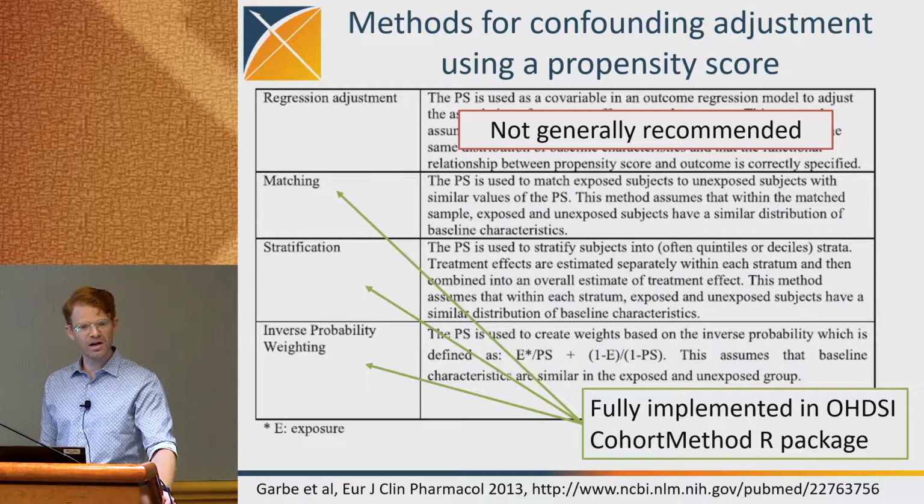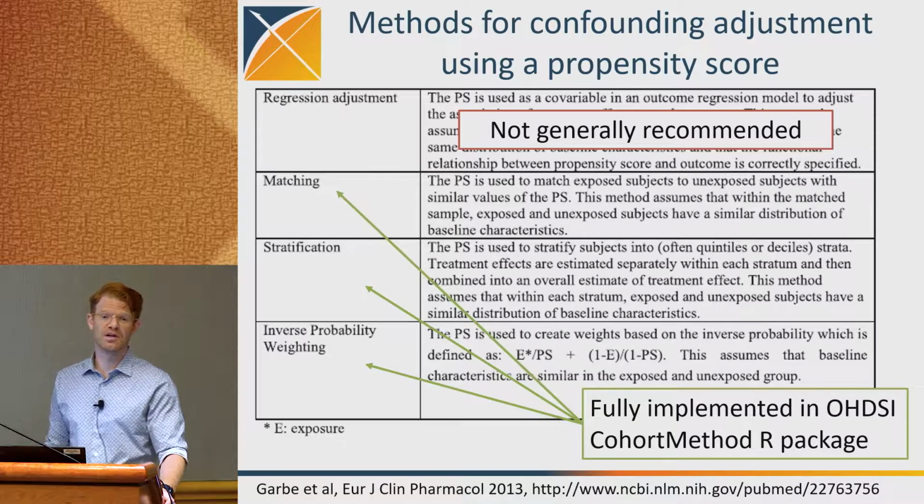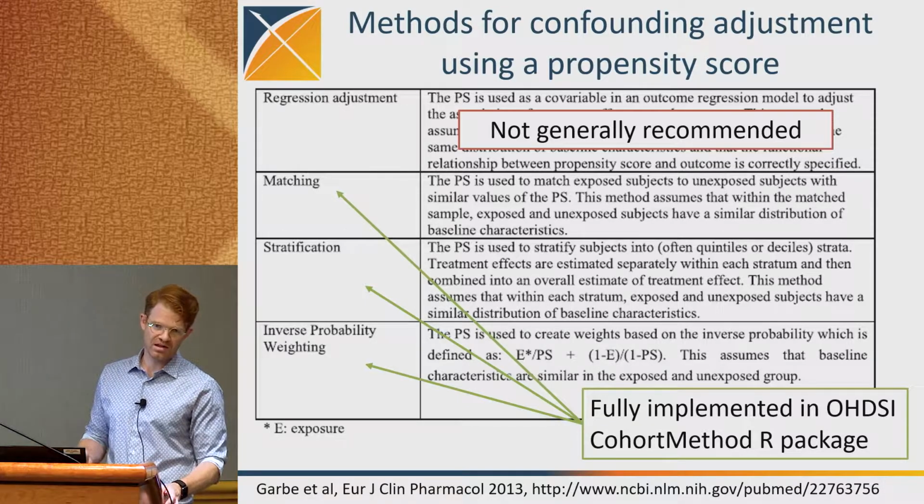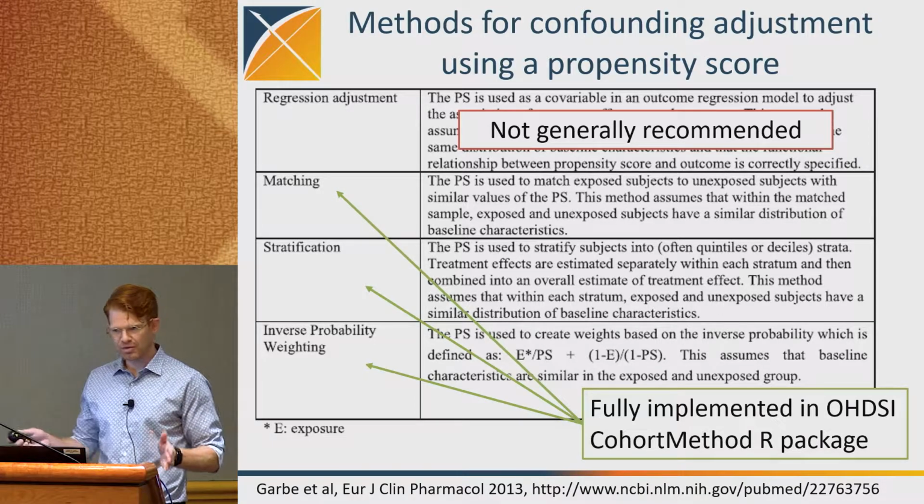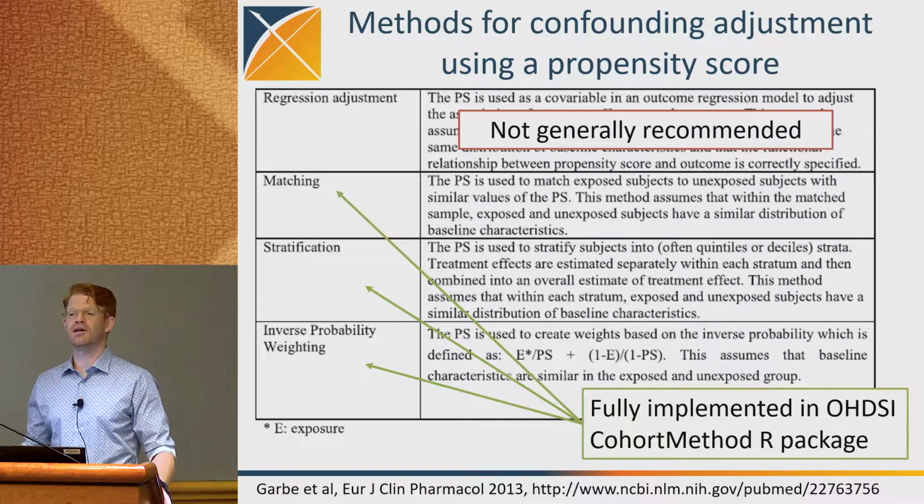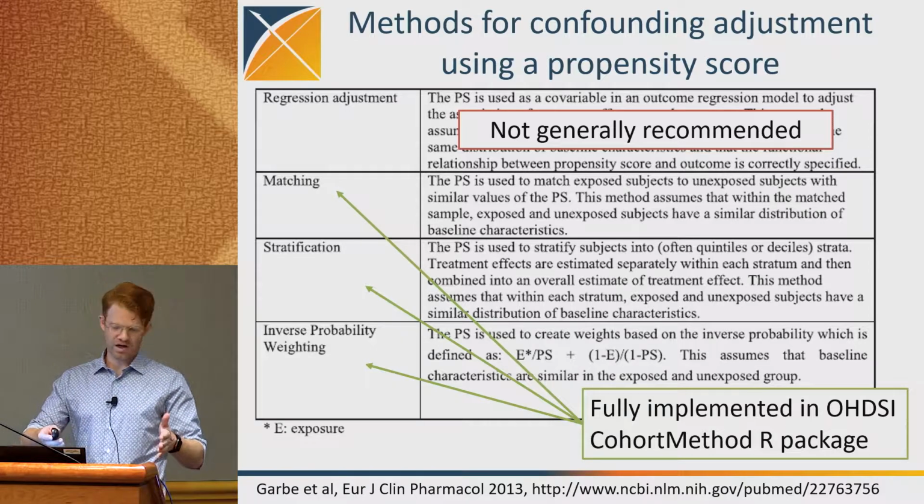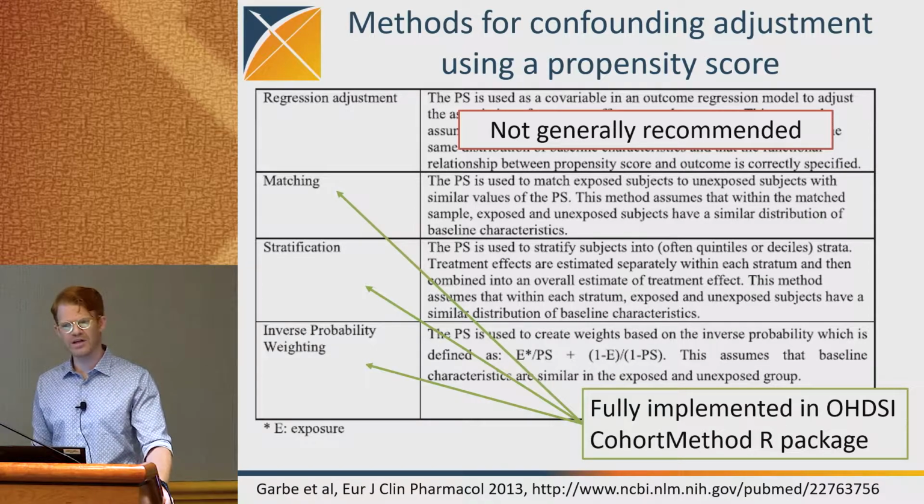You can stratify on the basis of the propensity score, whereas you basically set bounds or set quartiles or quintiles or deciles of your propensity score distribution and then make the comparisons within those strata. Or you can weight your population on the basis of a propensity score.